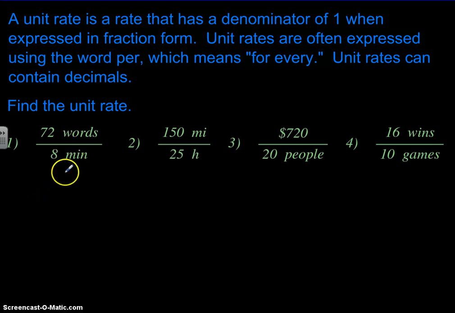So with this first fraction, if I want to make the denominator 1, I have to divide the top and the bottom by 8. So that's going to give me something over 1 minute. Okay, 72 divided by 8 is 9.